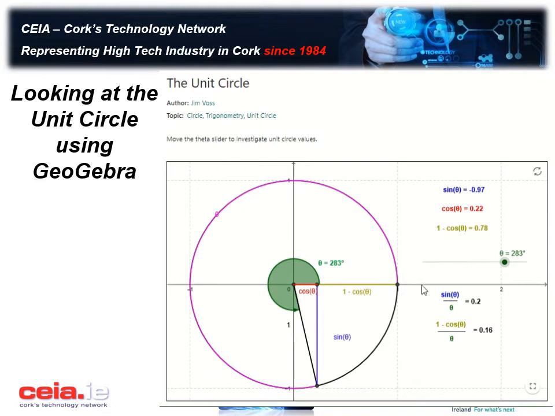So this is just a tool to play with, I suppose, to help you understand the relationships between the angles and the values of cosine and sine of those angles. So that's it. That's all I wanted to show you.